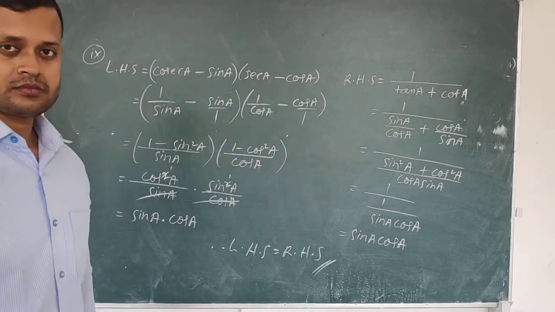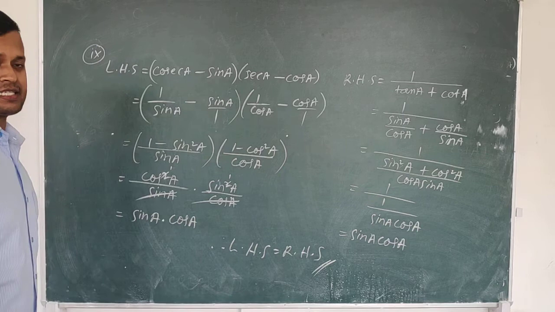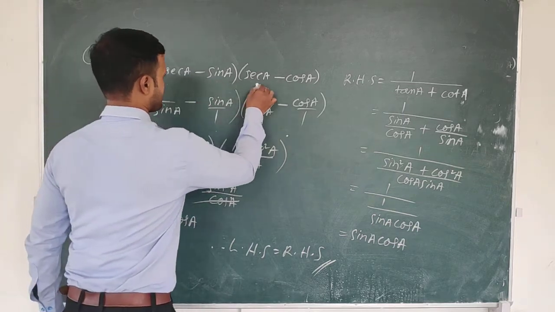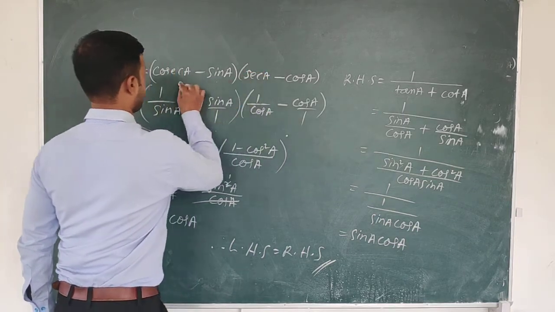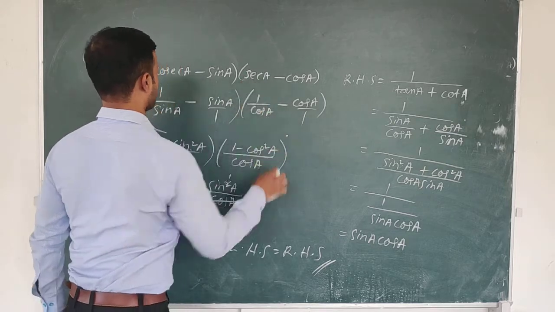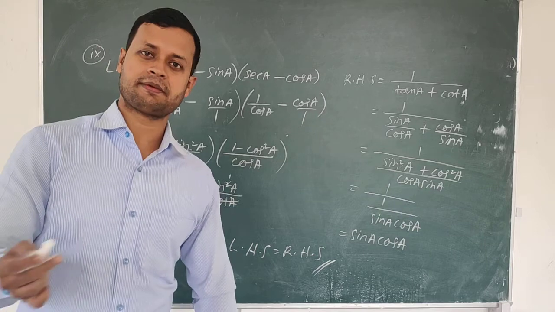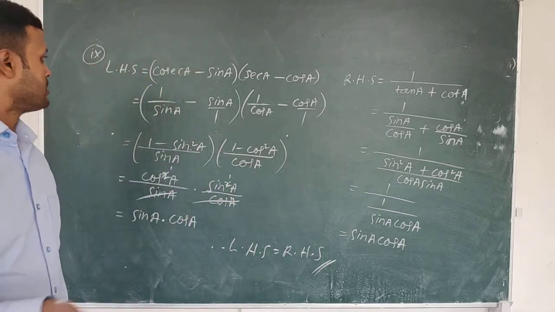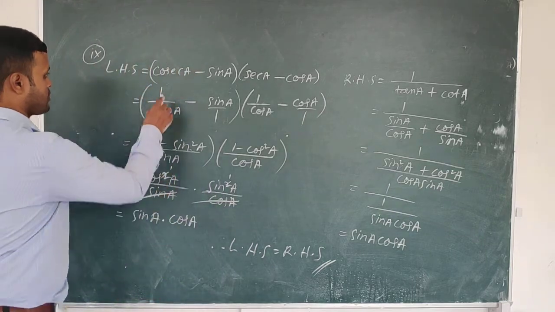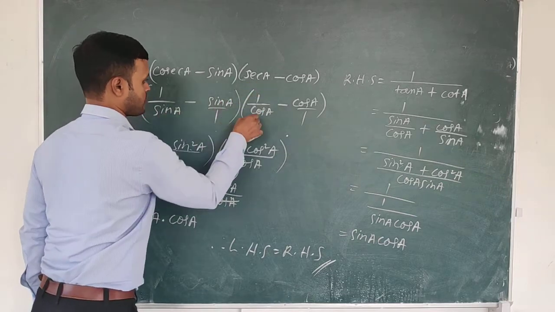So let us take LHS. LHS is (cosec A minus sin A) into (sec A minus cos A). So this one we have to solve, both the left hand side and the right hand side. As I said, convert the trigonometric expression into sin and cos. Cosec A means 1 by sin A, sec A means 1 by cos A.